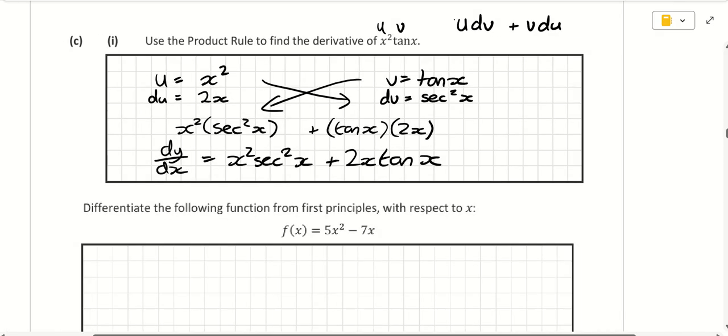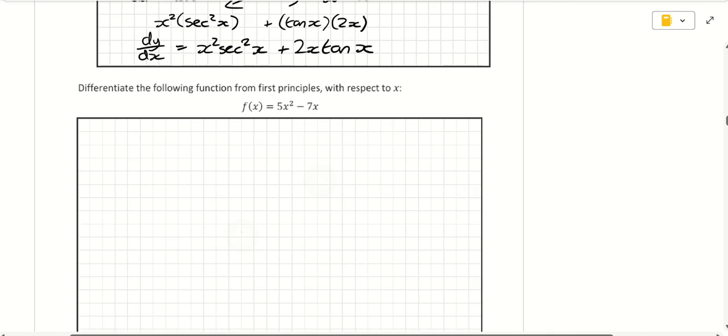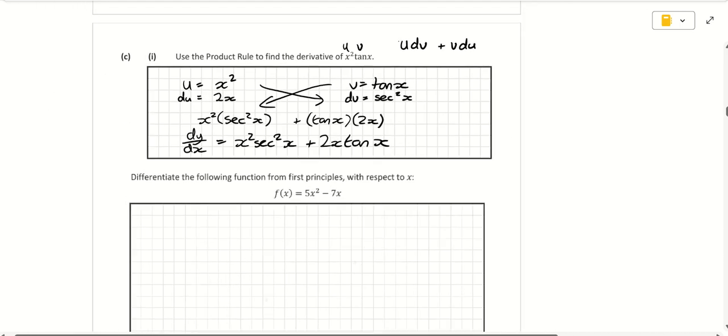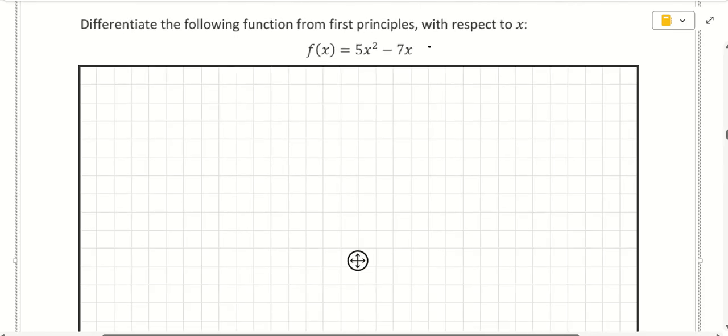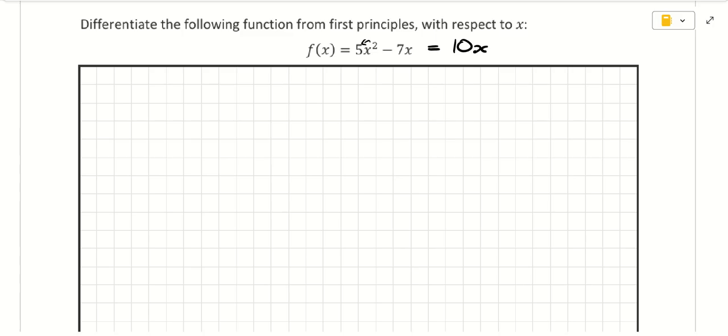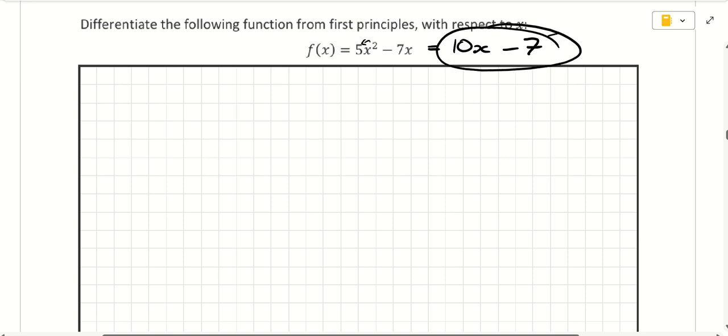And now to finish off, we need to differentiate something from first principles. Usually that's actually part one of a question. I must have stuck that in at the end. From first principles means that you can't just get the answer. You can't just go, oh, you got the 2 times the 5, which is the 10x, and then you get rid of the x, so it's just 10x minus 7. So that should be the answer that we get.